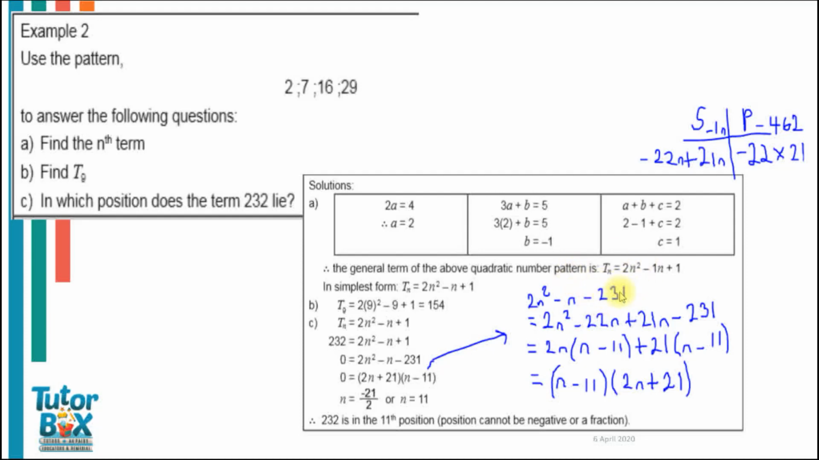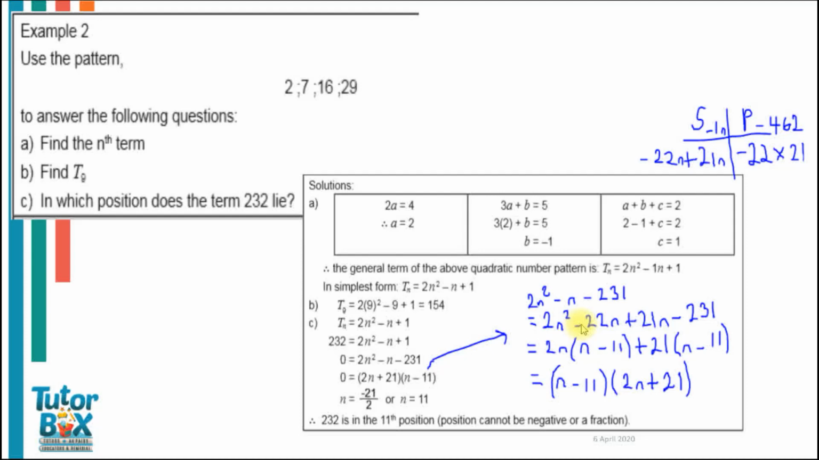Just go back to factorization. This will be equal to 2n squared. Right, now where there is this minus n, I replace it with minus 22n plus 21n. So this becomes minus 22n plus 21n minus 231. Okay, and then I just group the like terms, so it's fine. I can leave them like this. It's 2n squared minus 22n plus 21n minus 231, right?